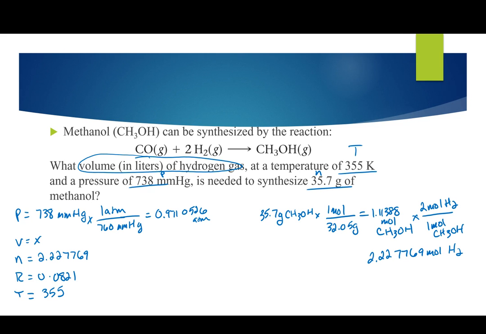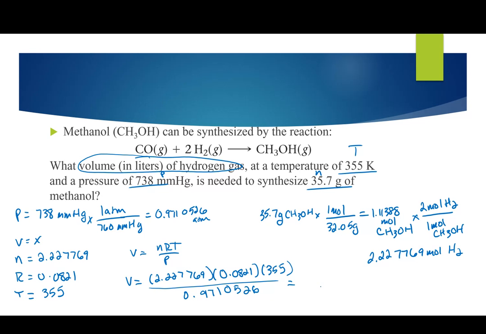That I will plug in for my n. And then finally, I will solve for V. So V is nRT over P. So 2.2277 times 0.0821 times 355 over 0.9710526. And I'm going to get 66.9 liters as my volume there.